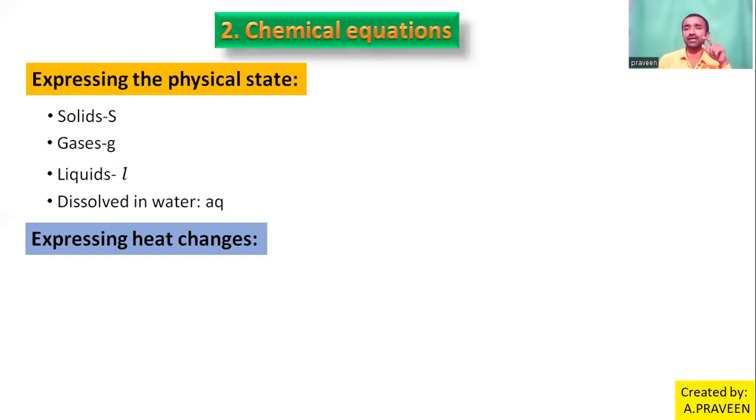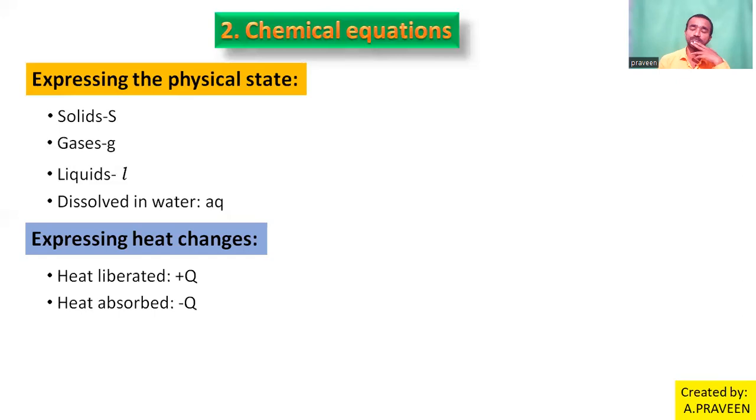Heat liberated we can represent as plus Q. If heat is absorbed, we can represent it as minus Q in the equation. Plus Q towards the product, minus Q towards the product. So plus Q is liberation of heat energy, minus Q is absorption of heat energy.